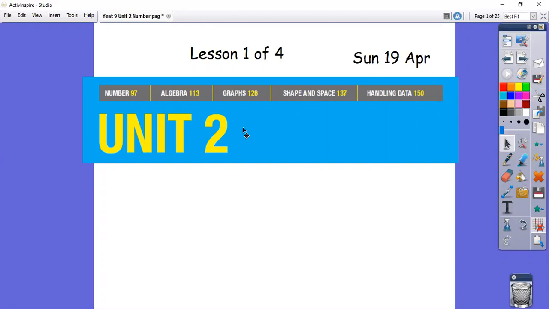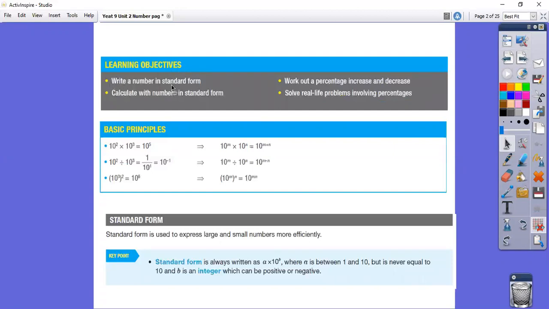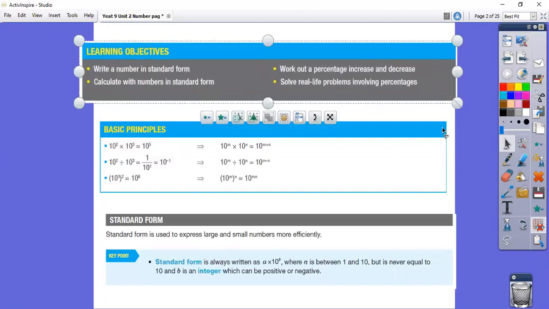We will do individual Zoom lessons every other day, and then I'll record some lessons if I need to. The learning objectives for today will be to write a number in standard form. Then the next lesson will be to calculate with numbers in standard form. Then lesson 3 or 4 will be to work out percentage increase and decreases, and then probably next week solving real life problems involving percentages.